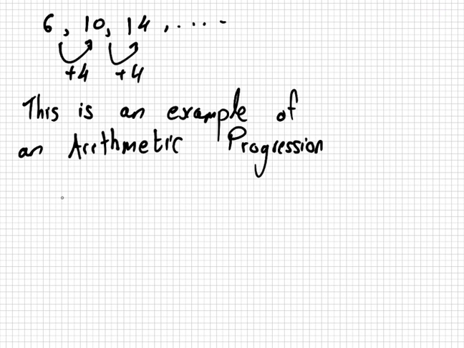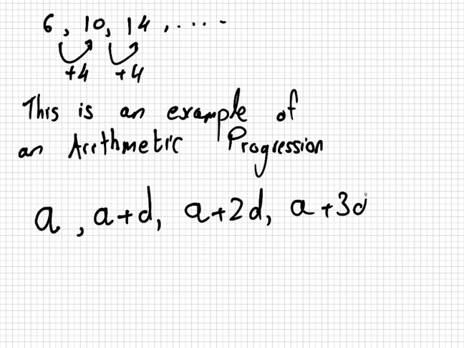Now, what's special about this sequence is that the next term is the previous term plus d. Okay? So the next term is the previous term plus d. So if I start with a as my first term, then the next term would be a plus d, and then the next term would be a plus 2d, and a plus 3d, etc. That you're adding d each time.